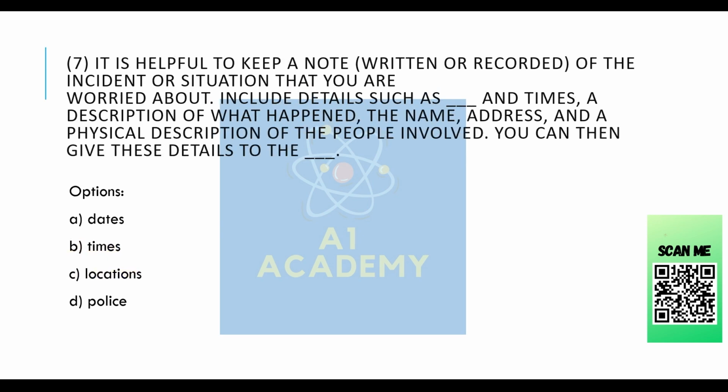Question number 7. It is helpful to keep a note, written or recorded, of the incident or situation that you are worried about. Include details such as blank and times, a description of what happened, the name, address, and a physical description of the people involved. You can then give these details to the blank. So pause the video now and pick an answer. The answer is A, Dates and police. So you must record things such as dates and times, and you give these details to the police.